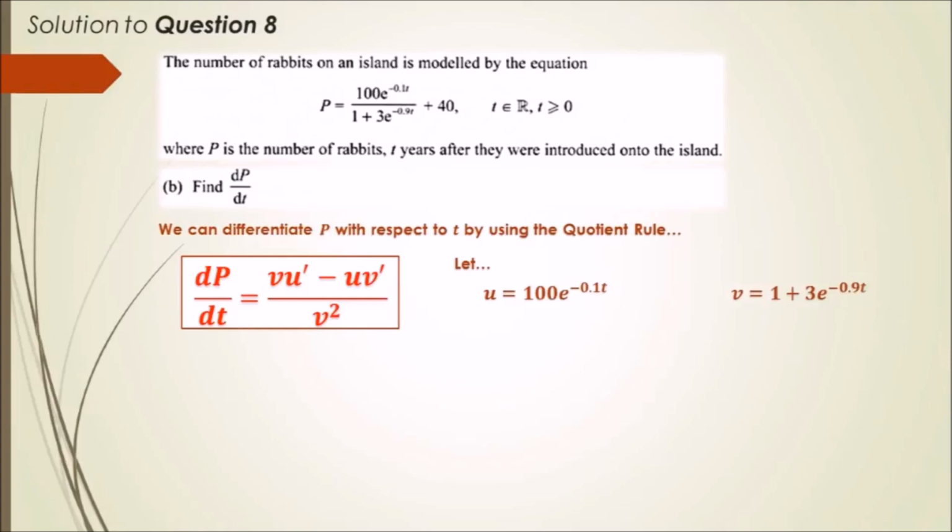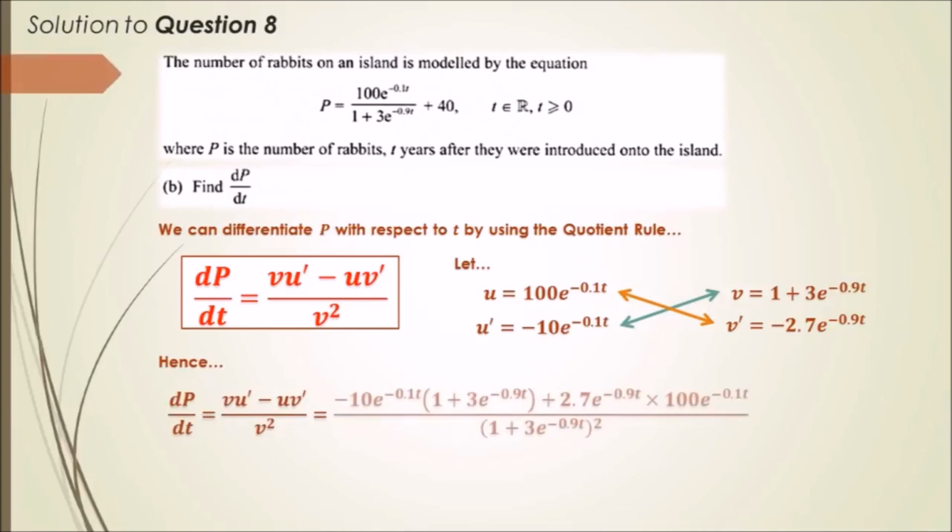Now, to differentiate u, to differentiate an exponential, we literally differentiate the power part, minus 0.1t, and just drop the minus 0.1 down and multiply it to the 100. And that should give us negative 10. And of course, we copy the exponential part. Likewise, for v, differentiate 1, you get nothing. Differentiate 3 to the power minus 0.9t, well, you drop minus 0.9 down, times the 3, you should get minus 2.7. And of course, the exponential part. And that's it. Now we just plug all of that into the dp over dt equation.